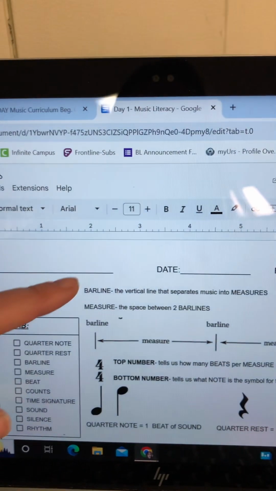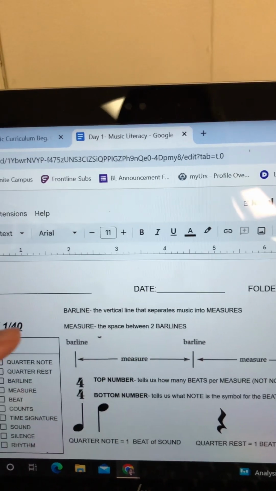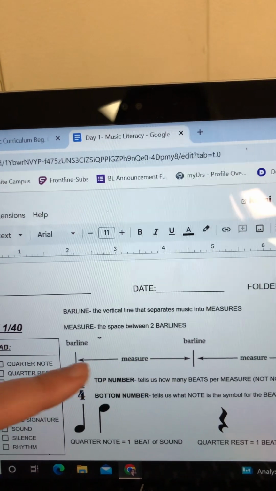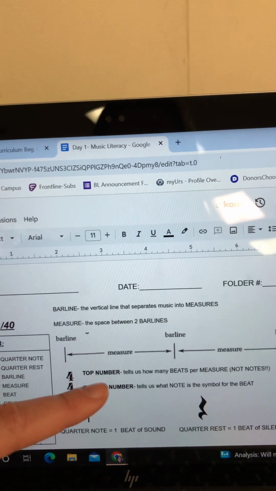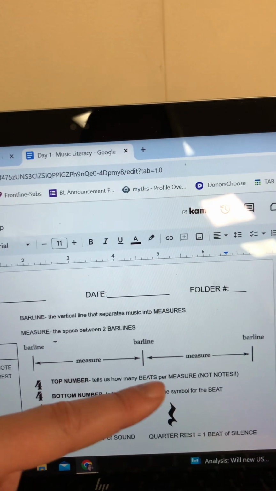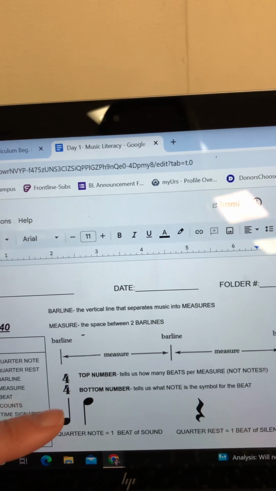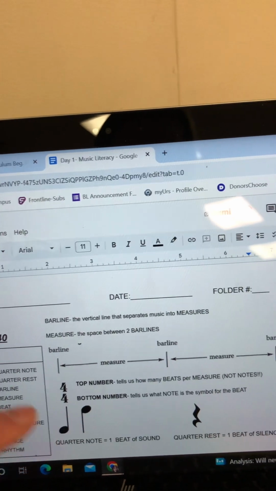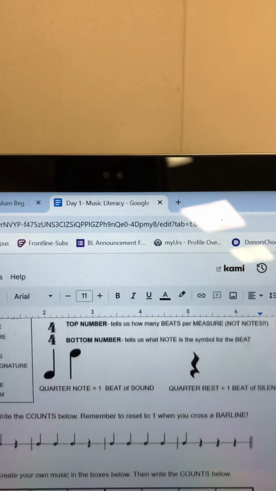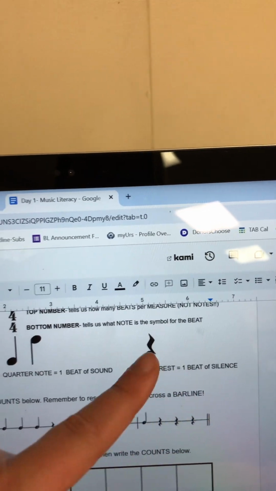So on your paper, I just kind of review this. The very top line is that vertical line that separates music into measures. So I wrote that right here. This is the measure, the spacing between all these bar lines, okay? And this top number tells how many beats per measure, not notes. The bottom number tells you what note is the symbol for the beat. And in this case, when it's a 4, it's these guys. Sometimes you can see this note upside down like that, but we'll talk about that another day. This is called a quarter note, and it gets 1 beat of sound. This is a quarter rest, it gets 1 beat of silence, okay?